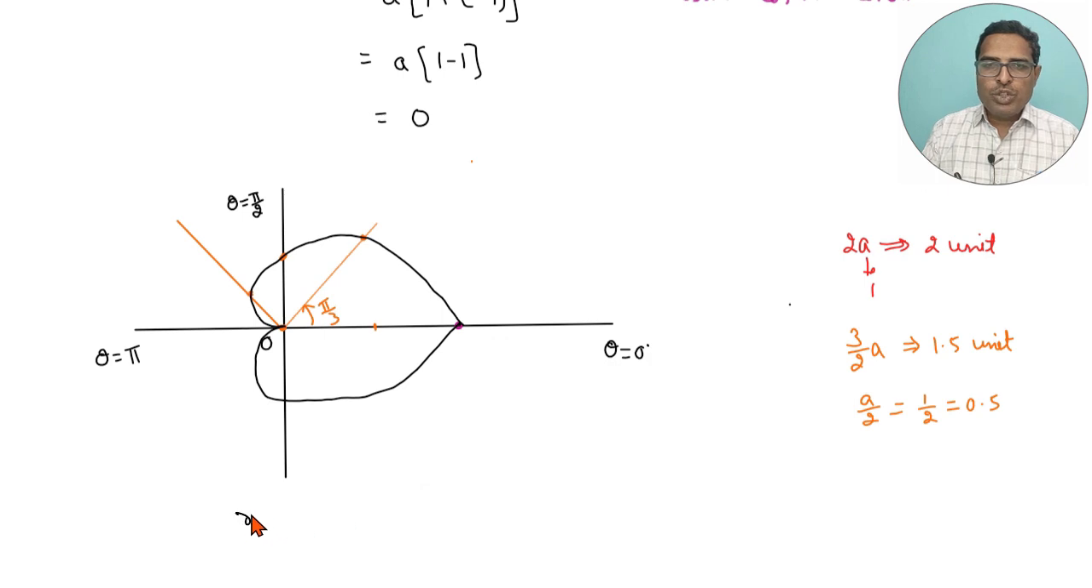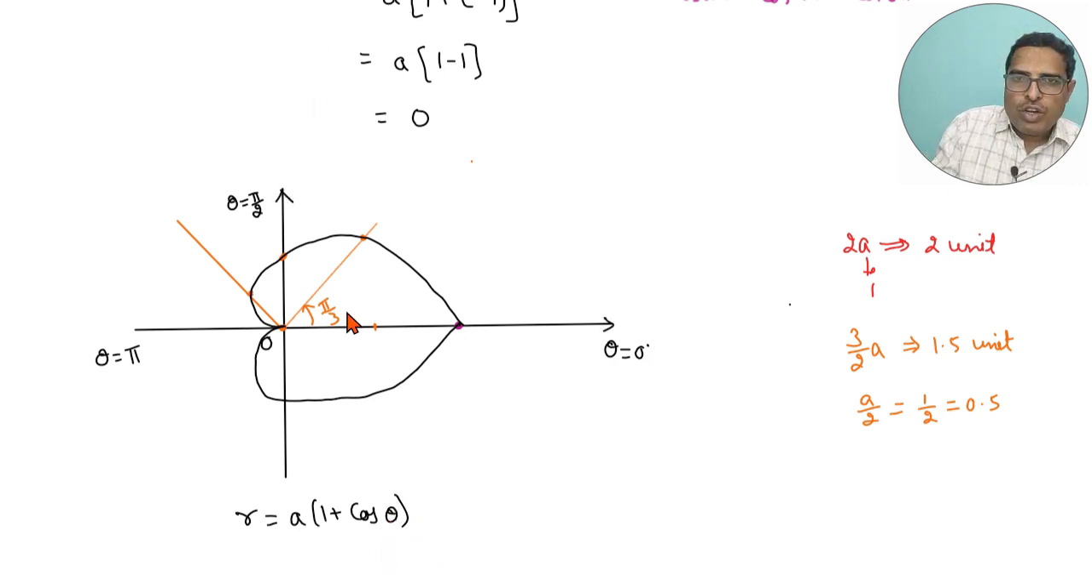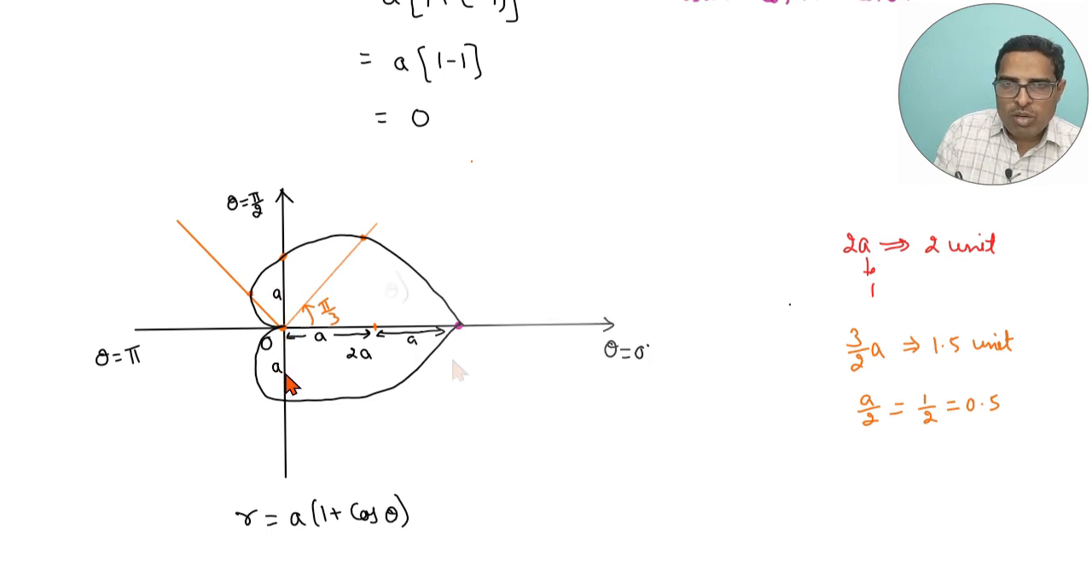r is equal to a into 1 plus cos of theta. So if you try to observe what is this length r over here, r length I have taken from here to here, it is a, and from here to here the length that we have taken is a. So the total length that we have is 2a. And what about this length? This length is a. Corresponding to its mirror image over here, it will be a.